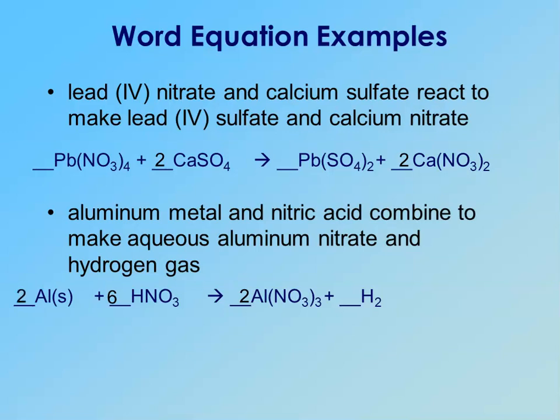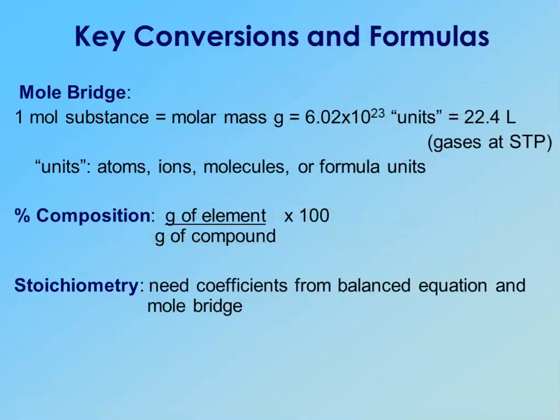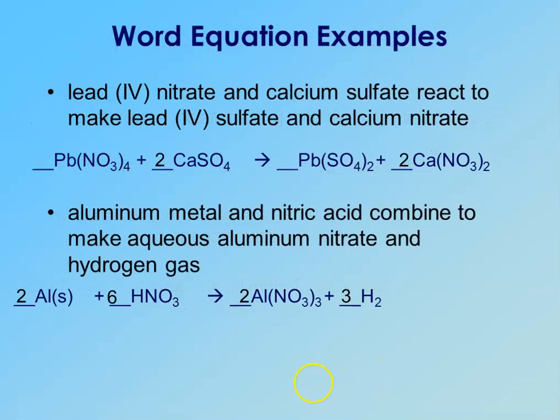I have 2 aluminums on the product side, so now I need 2 aluminums on the reactant side. I have 6 hydrogen atoms on the reactant side, so I now need to multiply H2 by 3 to get the 6 hydrogens on the product side. Sorry for skipping ahead there.